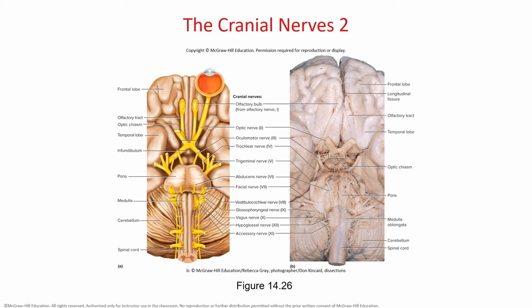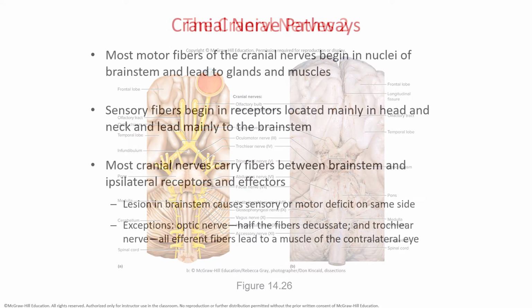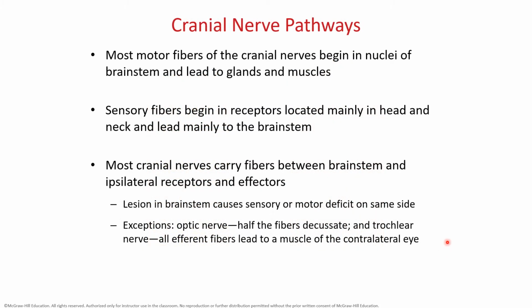Here we can see where the 12 pairs of cranial nerves originate from the brain. Here's cranial nerve number 1, the olfactory nerve. It originates right there. Most motor fibers of the cranial nerves begin in nuclei of the brainstem and lead to glands and muscles. The sensory fibers begin in receptors located mainly in the head and neck and lead mainly to the brainstem. Most cranial nerves carry fibers between the brainstem and ipsilateral receptors and effectors.